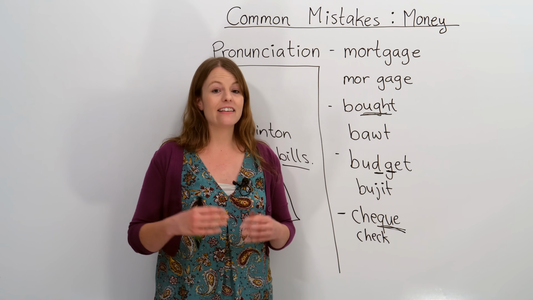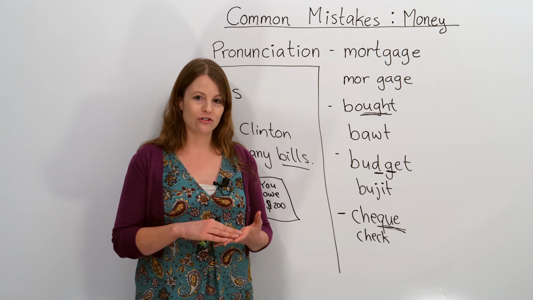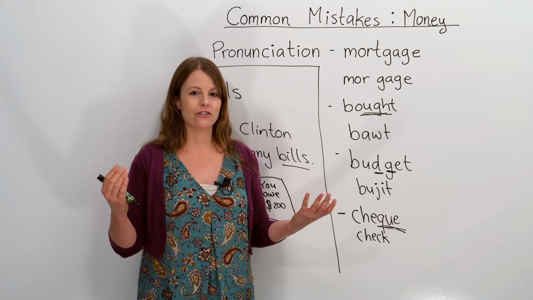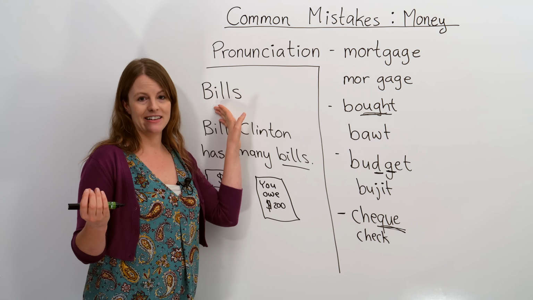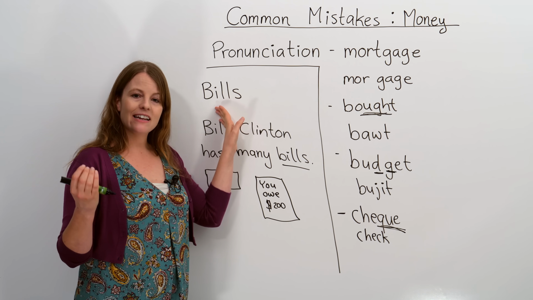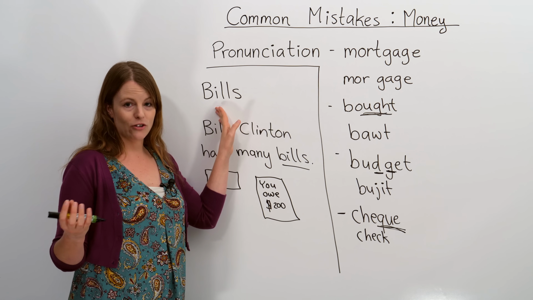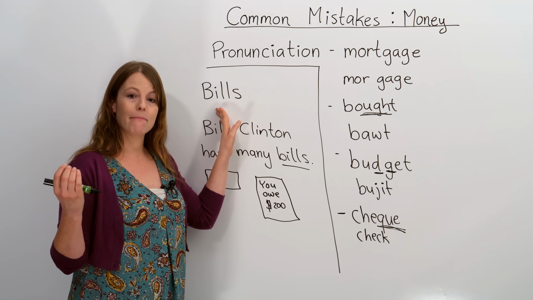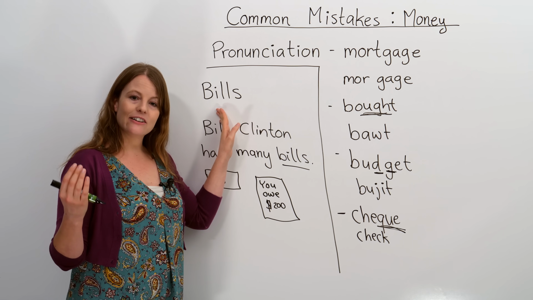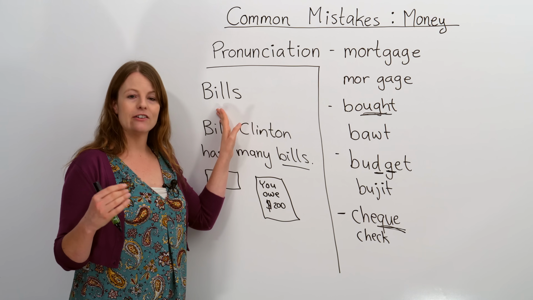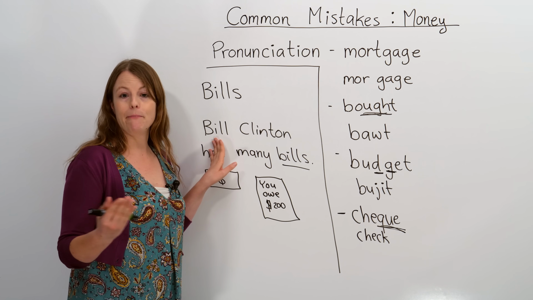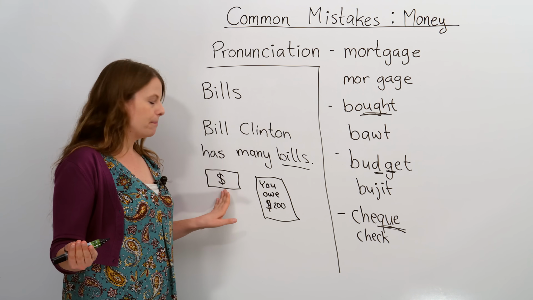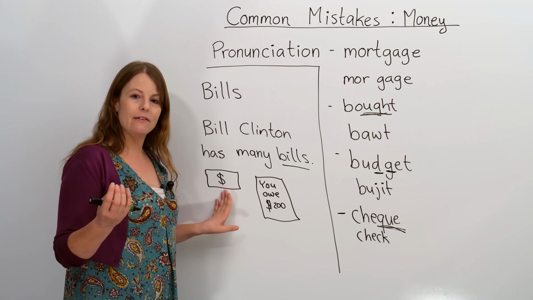Now let's look at an important word that I want you to use that some learners might make a mistake with. And that word is bill. So bill is an important word we often use when we talk about money. In English, there are different meanings for the word bill. Bill can be a name, like Bill Clinton. Bill can be a type of money.